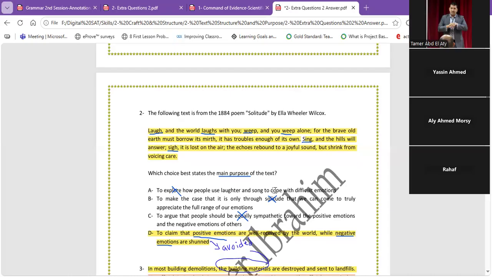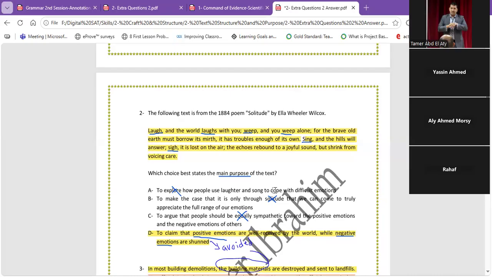What do you understand from the first and last sentence, without reading the choices? It's like emotions. Okay, he talked about emotions. He said laugh, and the world will be with you. Yes. Cry, and no one is going to be with you. The last sentence is the same thing. Sing, and the hills will sing with you. Sigh, and nothing will reply.